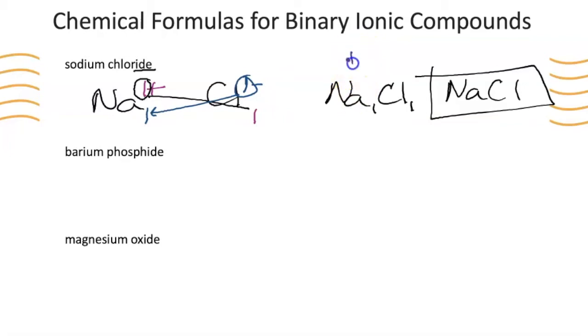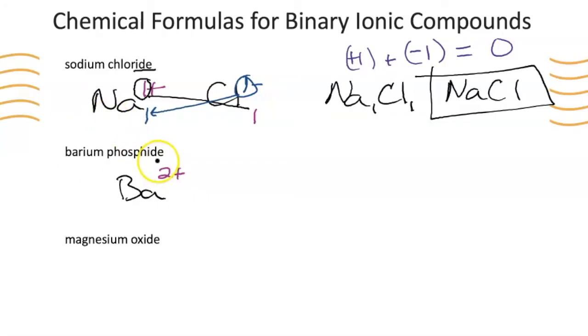So sodium is a positive 1. We can add that to chlorine, which is a -1 charge, and this will equal 0. So we're good. The next example is barium phosphide. The first element, barium, is in group 2. It has 2 valence electrons, will lose those 2 valence electrons and form a 2 positive cation.